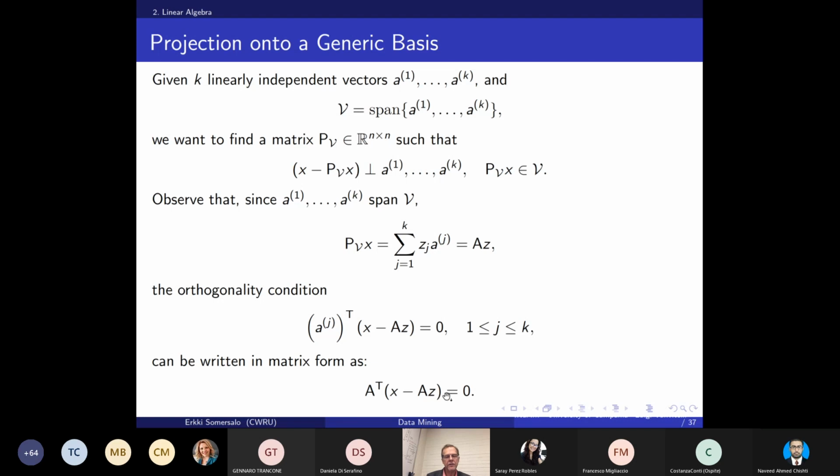And so these equations lead to what are known as the normal equations. And now you see why they are called normal equations, because we are requiring that x minus Az is orthonormal to, well, it's orthogonal to A transpose.